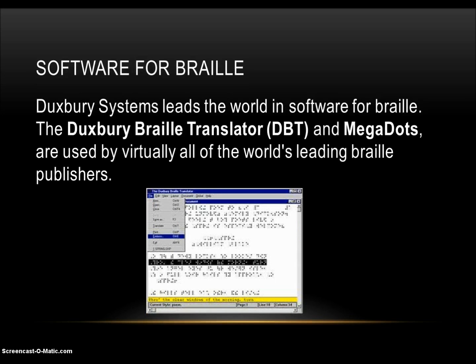Software for Braille. Duxbury Systems leads the world in software for Braille. The Duxbury Braille Translator, or the DBT, and Megadots are used by virtually all of the world's leading Braille publishers. No one supports more languages than Duxbury Systems. Duxbury supports Grade 1 and Grade 2 translations in English, Spanish, French, German, Portuguese, Arabic, Malaysian, Swedish, and other languages. The software can produce contracted and uncontracted Braille, mathematics, and technical Braille. Here you can see a small picture of what Braille looks like in a word processor.